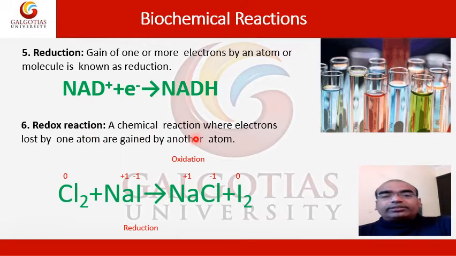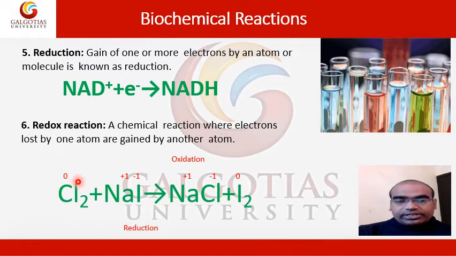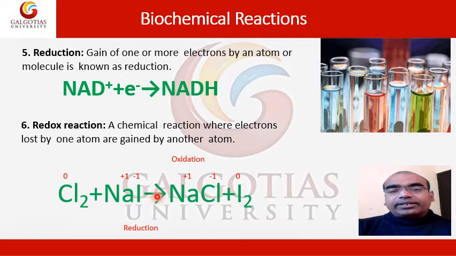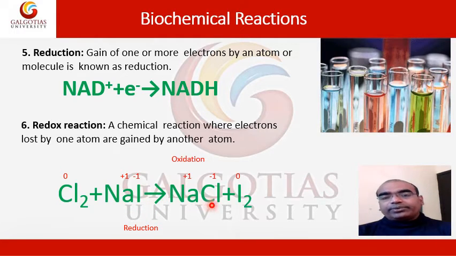A redox reaction is a chemical reaction where electrons lost by one atom are gained by another atom. Here you can see chlorine is having 0, meaning in the current situation chlorine is not going to donate or accept any electron. And here it is sodium and iodine, NaI. So this is another one, and here chlorine. After this reaction, sodium reacts with chlorine, and iodine will be released.